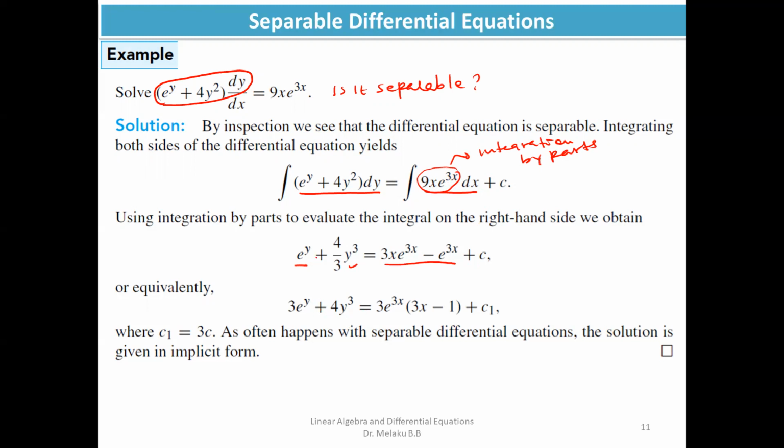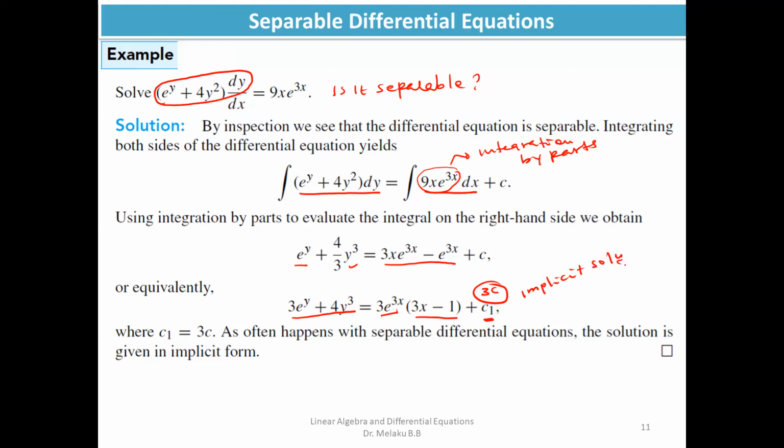Then we can write equivalently this way: you can multiply by 3. Therefore, this will be 3e raised to y plus 4y cubed equal to 3e raised to 3x times, and this part will be common. If you multiply 3 by c, this will be 3c. Instead of writing 3c, because it is another constant, it is better to write c1. Therefore, this will be treated as the general solution. As you can see, here we have y and here we have y, and this is not explicit, this is an implicit solution.